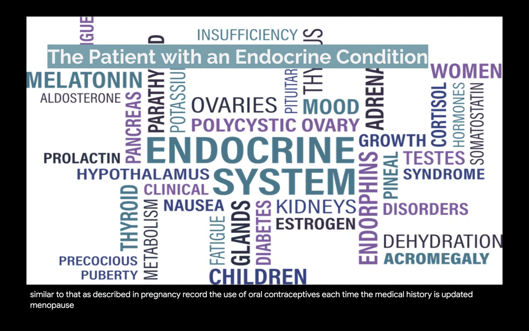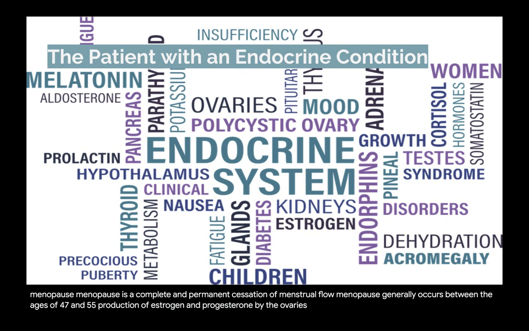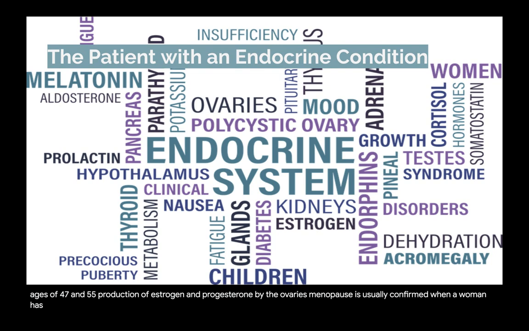Menopause. Menopause is the complete and permanent cessation of menstrual flow. Menopause generally occurs between the ages of 47 and 55 and signals the end of fertility due to decreased production of estrogen and progesterone by the ovaries. Menopause is usually confirmed when a woman has no menstrual period for 12 consecutive months and there is no other cause for this change.